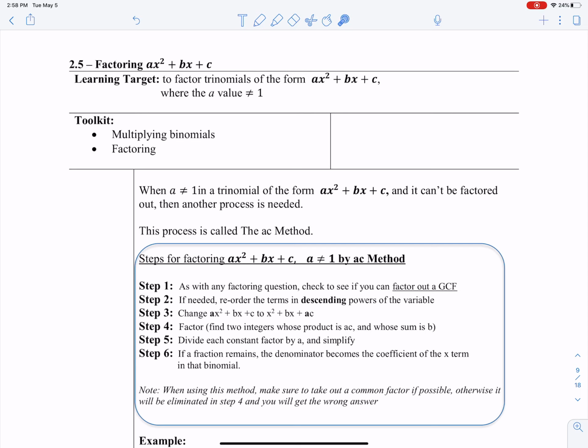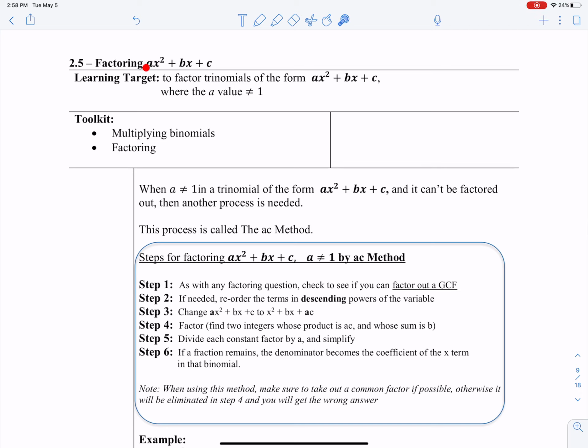So in this section, we're continuing with factoring, but now we're going to have a number in front of our x squared, here it's represented by a, that we cannot remove. It cannot be removed as a greatest common factor. So we just have to deal with it.